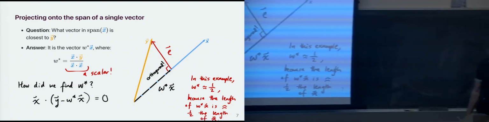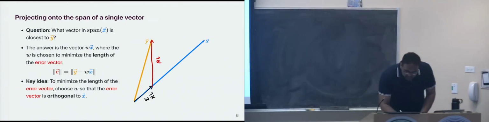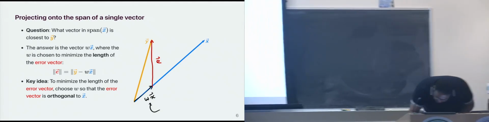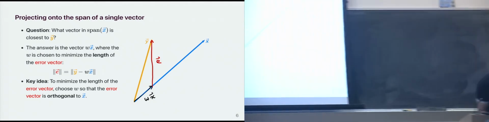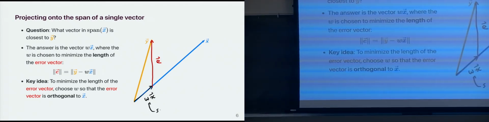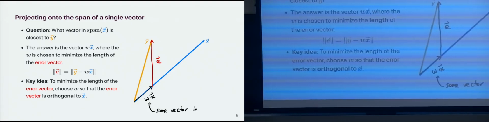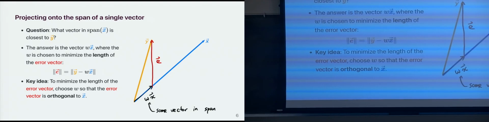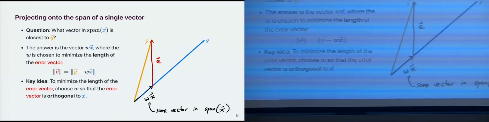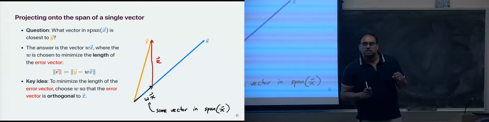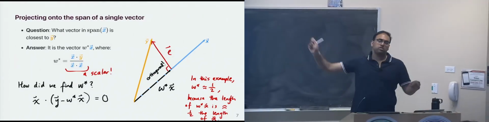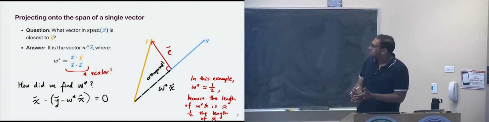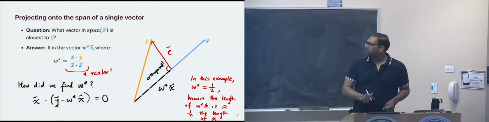Sound okay? All right. So that was the first case, and it's worth mentioning, again, that w times x is just the way we write some arbitrary vector in the span of x. Okay, so all vectors in the span of x are written in the form w times x, where w is just some number. w star is the best amount or best number to multiply x by if what we care about is picking a vector in the span of x that's as close to y as possible.